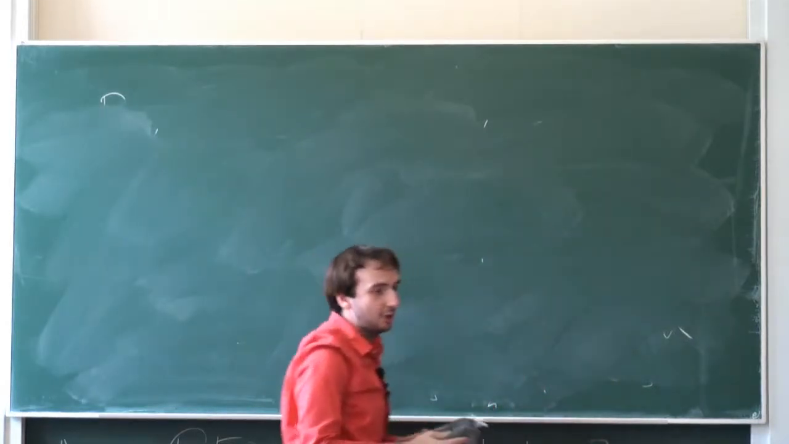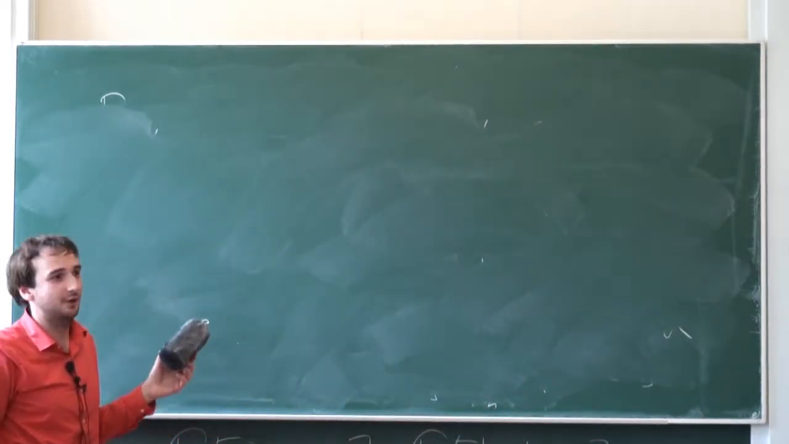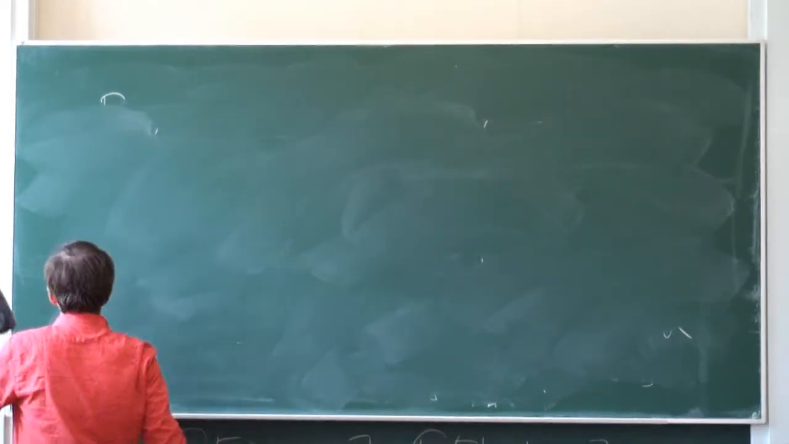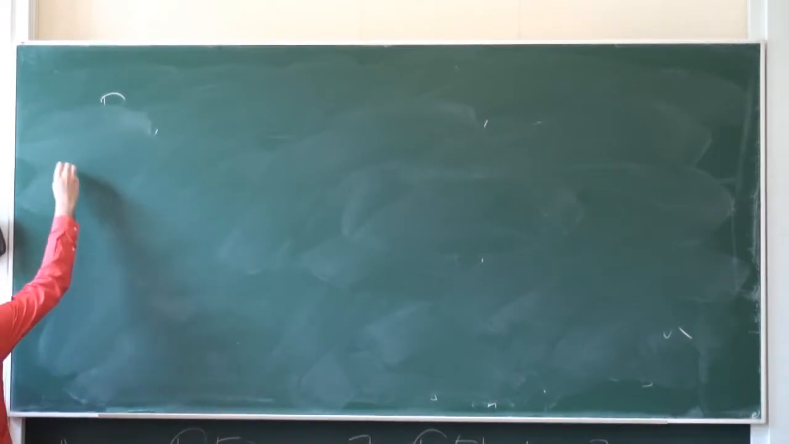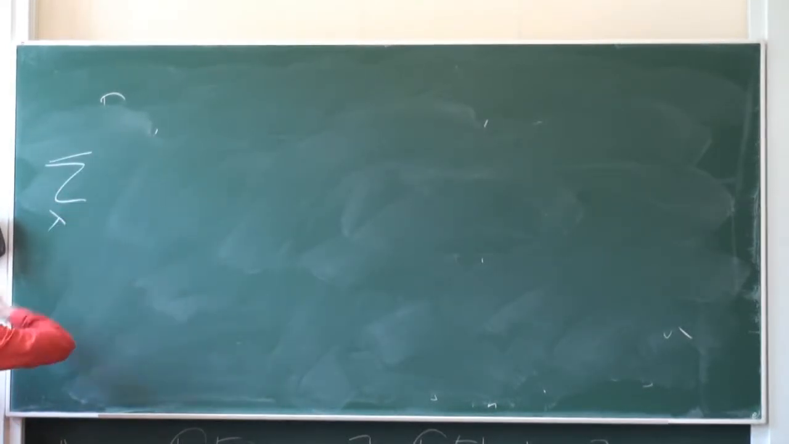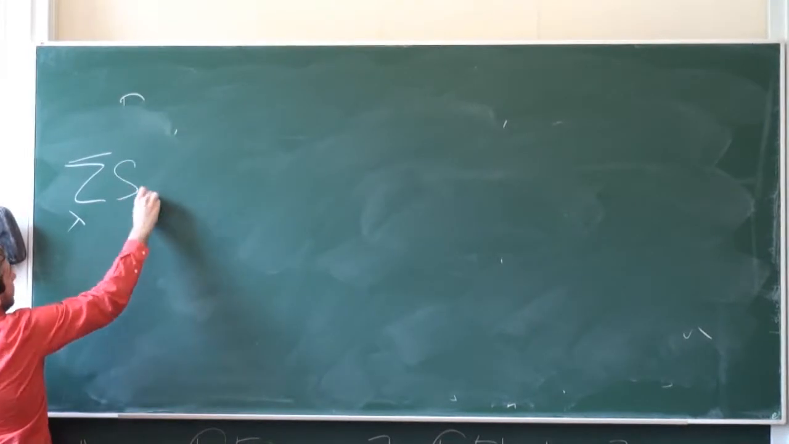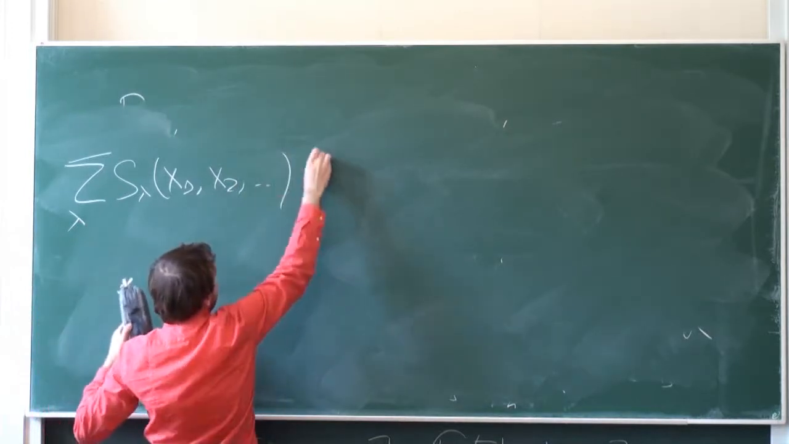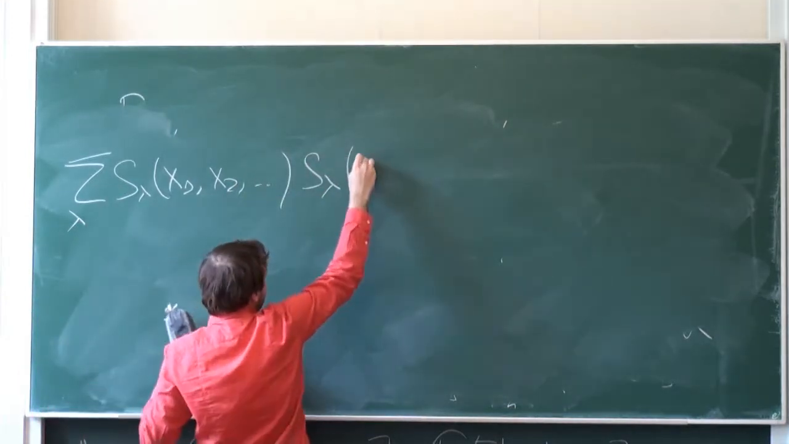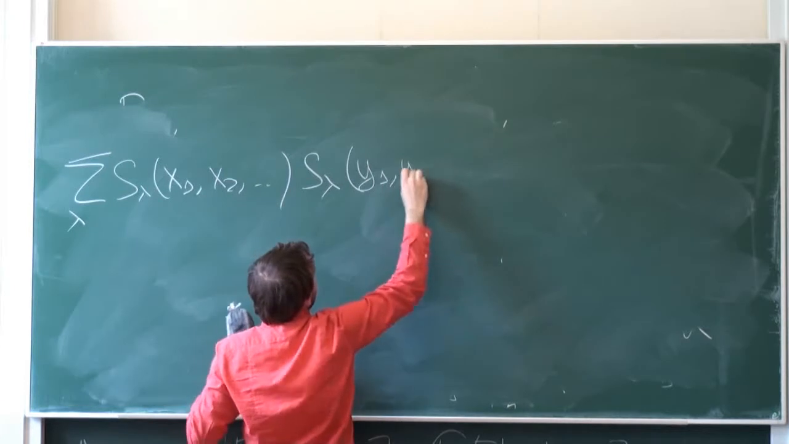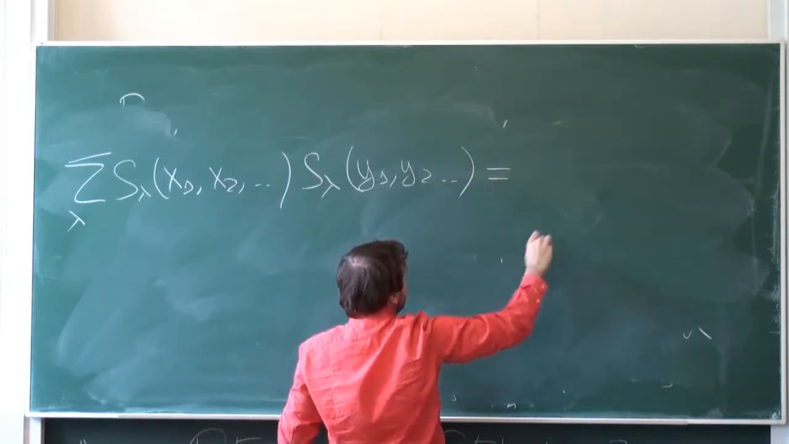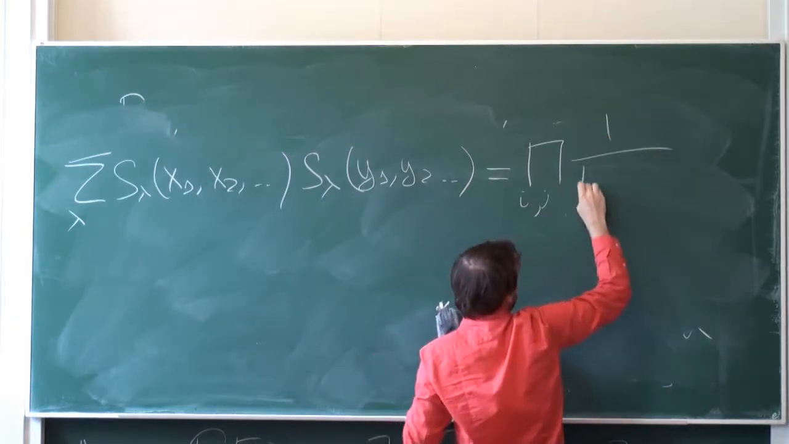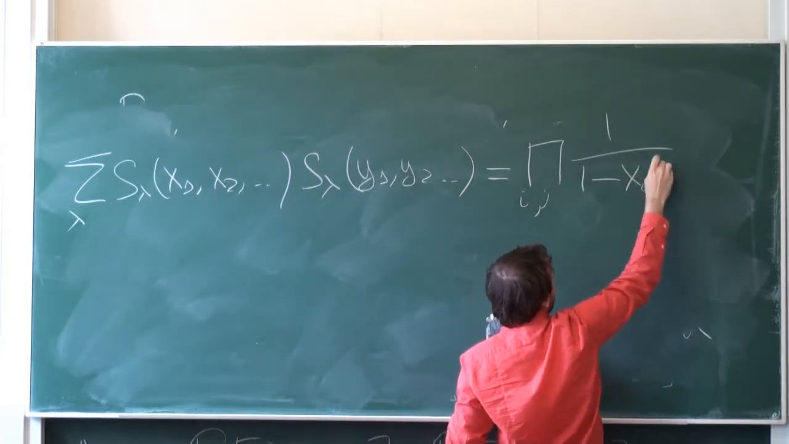So this identity is somehow similar to the evaluation of generating functions for elementary, complete symmetric functions and power sums. But for Schur polynomials, it takes a more complicated form. It says the following: the sum over all Young diagrams lambda of the Schur polynomial evaluated at x1, x2, and so on, times the Schur polynomial of another set of variables, y1, y2, and so on, is equal to the product over all i and j of 1 divided by 1 minus x_i y_j.